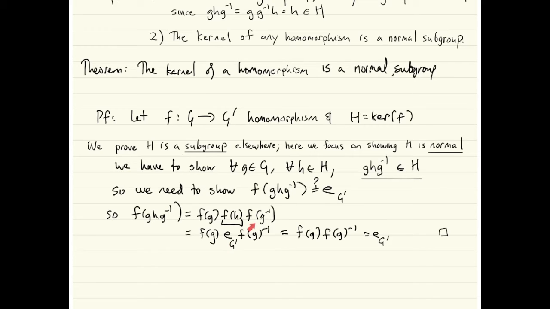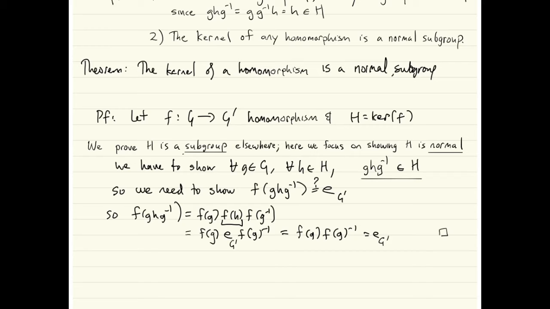We've seen in a previous video that if f is a homomorphism, f of g inverse is the same as f of g, quantity inverse. So you can move this inverse outside. And then the f of g and f of g inverse cancel, and you're left with the identity element of G prime. And so indeed, f sends this element to the identity element of G prime, and therefore this element is in the kernel, and that concludes the proof that the kernel of a homomorphism is a normal subgroup.